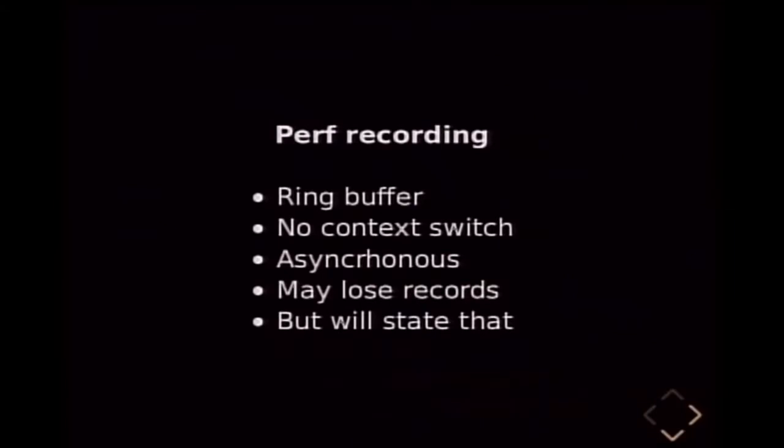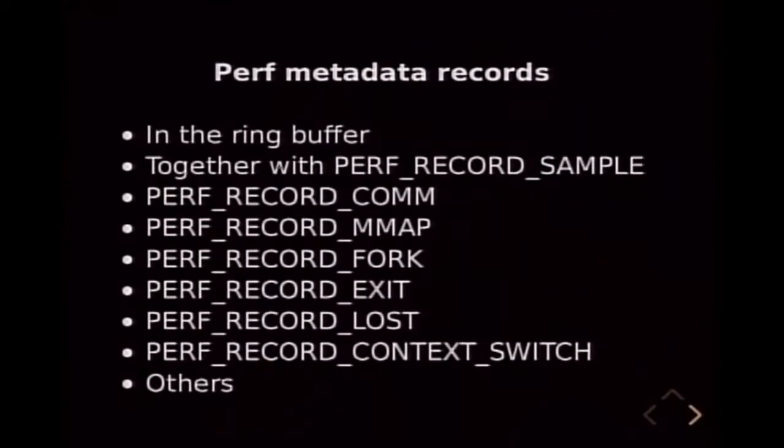So perf recording basically uses a ring buffer. There is no context switch. It's asynchronous, and you can notice reliably when there was data loss. And you have metadata records that tell you when a new process is born, what its name is, when the process terminates, or when there is a context switch as well. There are several records that help in correlating the samples that you take with which library the sample was taken in, or the PID, and several other things.